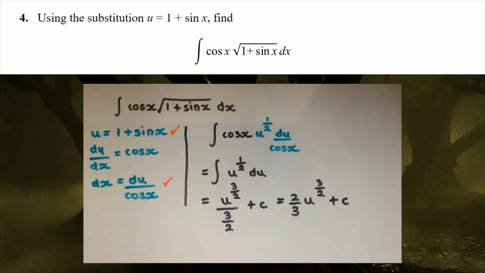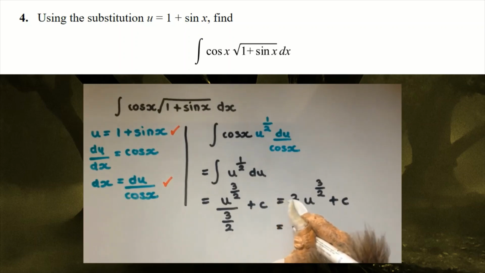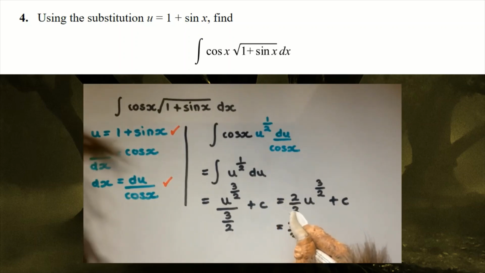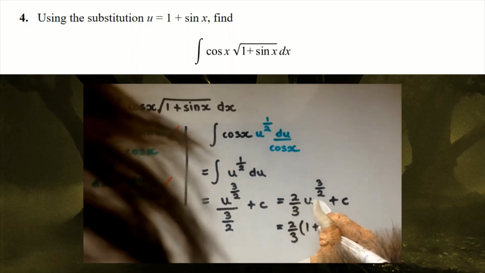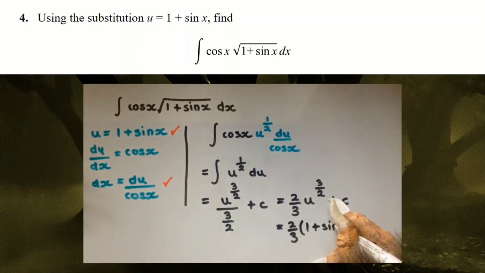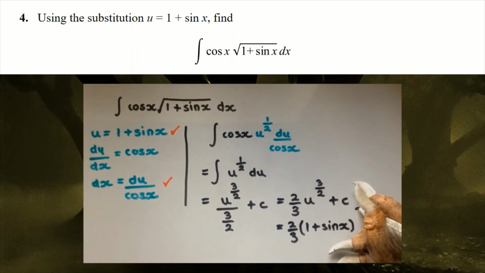And then all I have to do now is replace the u with 1 plus sine x, which we were given at the beginning. So the final answer is simply 2/3 of 1 plus sine x to the power 3 over 2 plus c. There we go.